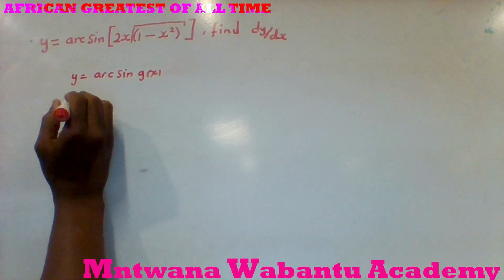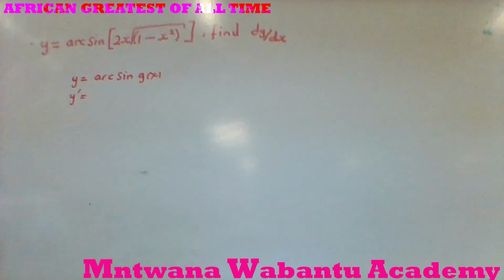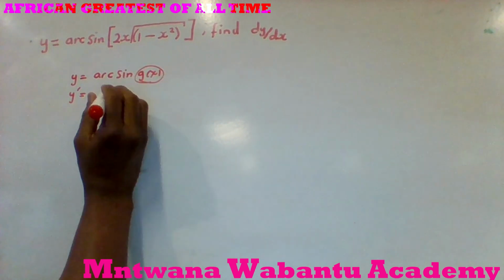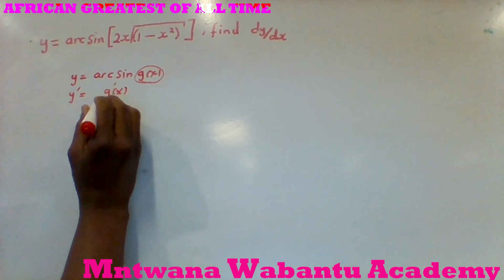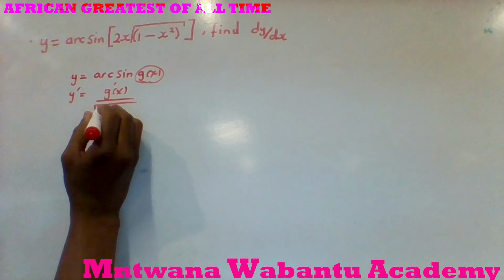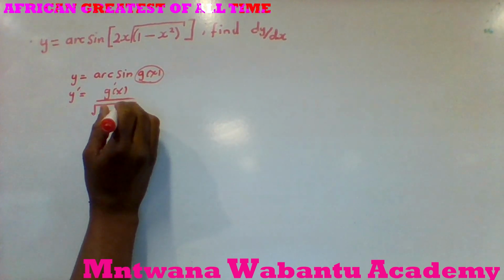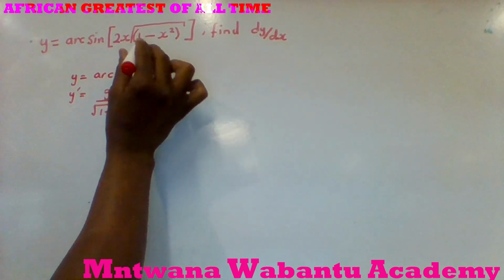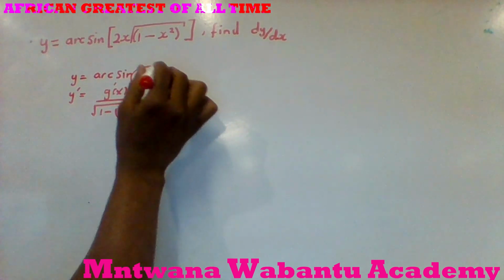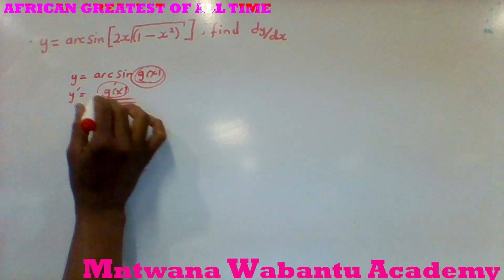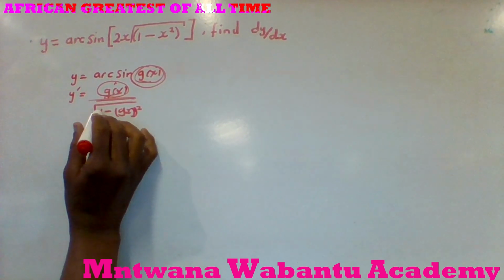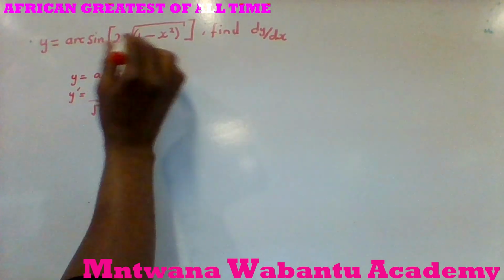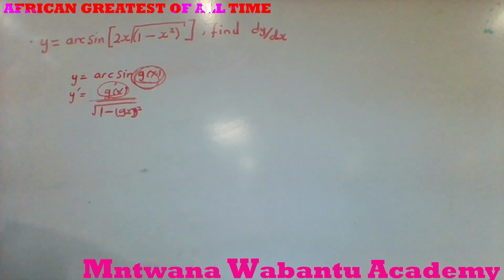When you differentiate this, y dash, you check whatever you have in front of the Arcsin and first find its derivative, and put it over the square root of 1 minus the function squared, g of x squared. That means derive whatever you have here, write the answer on top, and then over the square root of 1 minus g of x, whatever you have here, squared. So that's how you do it, right?